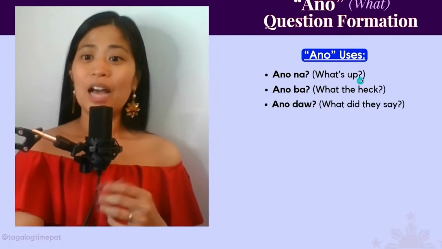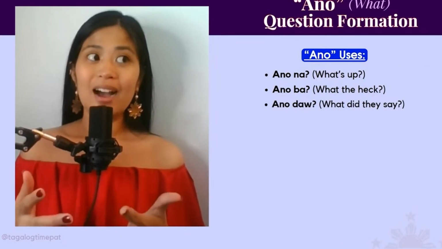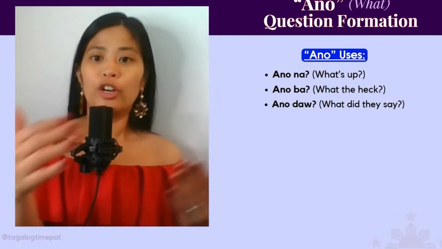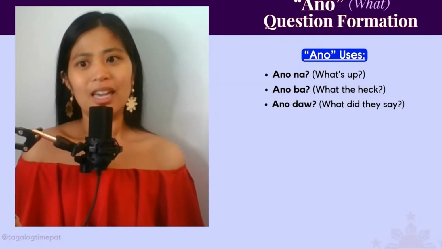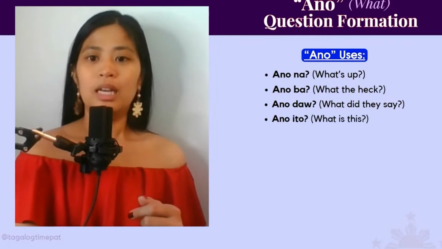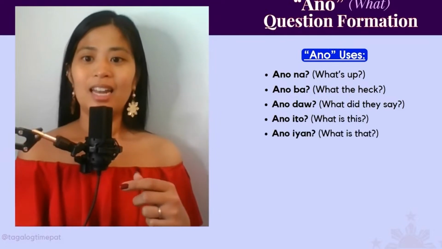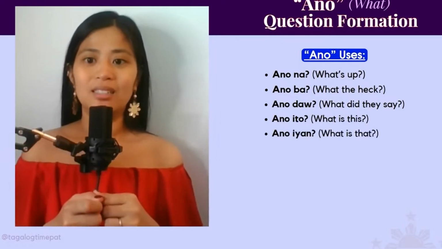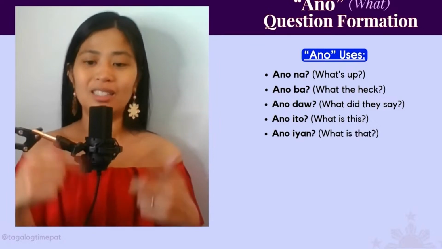Next, ano daw? That means what did they say? So daw means like you're referring to someone else after they've said something. So ano daw? What did they say? Next, ano ito? What is this? And then ano iyan? What is that? So that's just the different ways to use the demonstrative pronoun this and that.